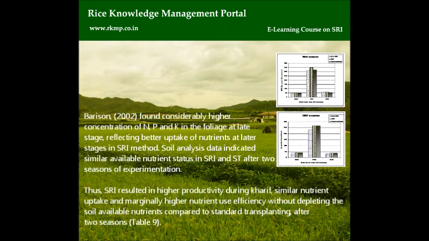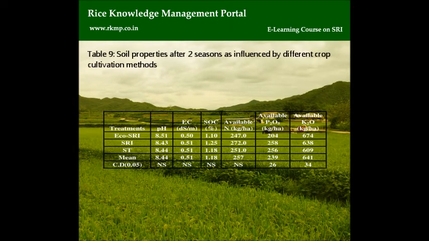Soil analysis data indicated similar available nutrient status in SRI and ST after 2 seasons of experimentation. Thus, SRI resulted in higher productivity during Kharif, similar nutrient uptake and marginally higher nutrient use efficiency without depleting the soil available nutrients compared to standard transplanting after 2 seasons. Table 9. Soil properties after 2 seasons as influenced by different crop cultivation methods.